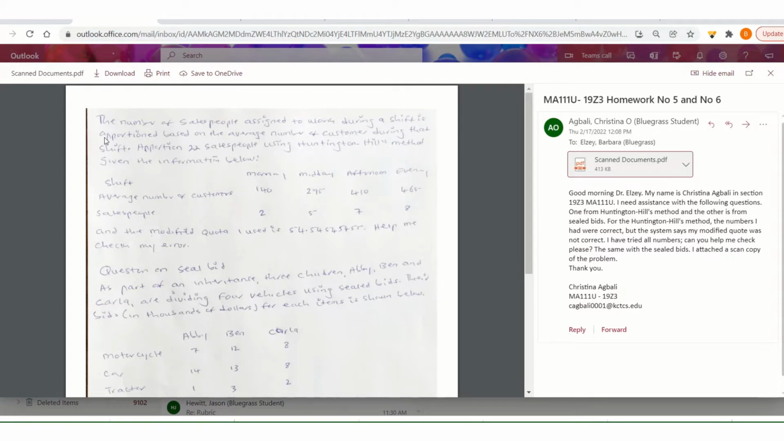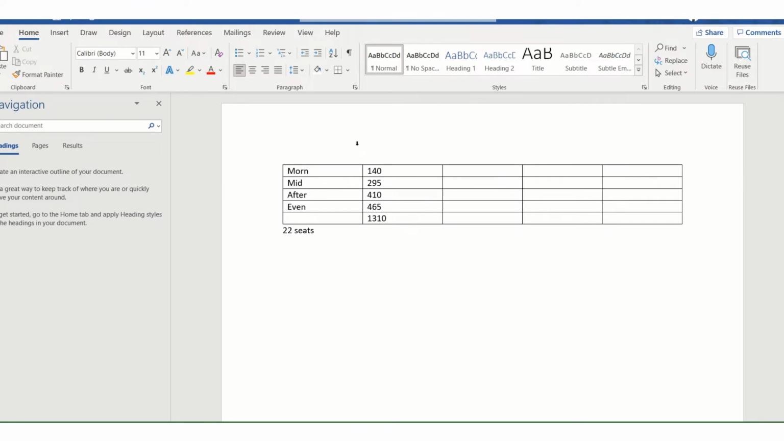Okay, so we want to look at this apportionment problem. We're apportioning 22 salespeople among the shifts, basically. And I have taken those shifts and put them right in a little table. All right, so first, of course, we've got to get our standard divisors. So we are going to add them all up, and if we add them all up, that's 1310. And we need to take 1310, I'll call it SD here. We need to take 1310 and divide it by 22 to get the standard divisor.